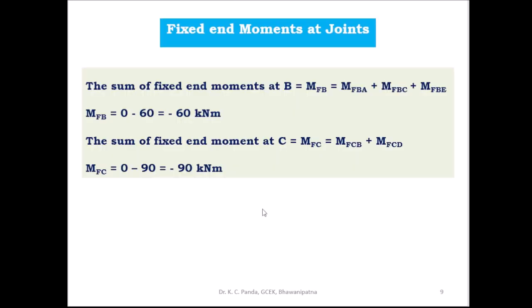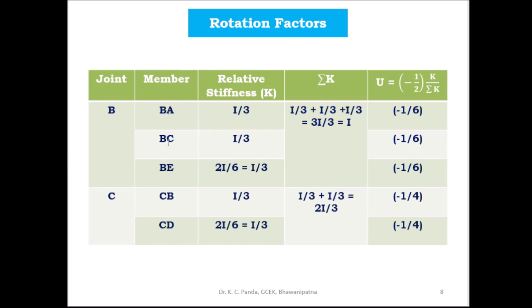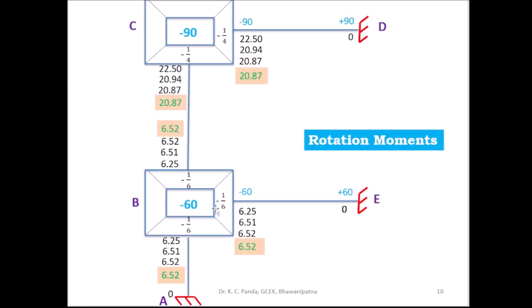Then here you got the rotation factors for the members BA, BC, BE. For BA minus 1 by 6, BC minus 1 by 6 and BE minus 1 by 6. So this is BA, this is BE and this is BC. The rotation factor UBA put in this rectangle, the rotation factor UBE put in this rectangle, and the rotation factor UBC put in this rectangle.